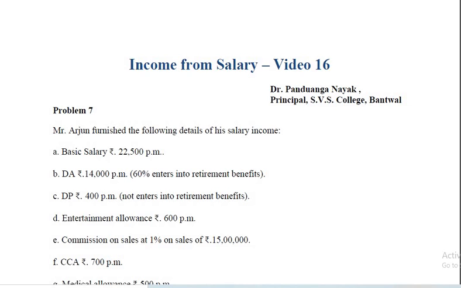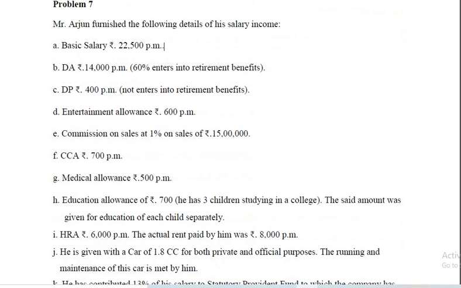Mr. Arjun furnished the following details of his salary income. Basic salary 22,500 per month. This is fully taxable. So 22,500 into 12, that way you have to calculate. Then DA rupees 14,000 per month. So 14,000 per month into 12, that way you have to calculate the DA.